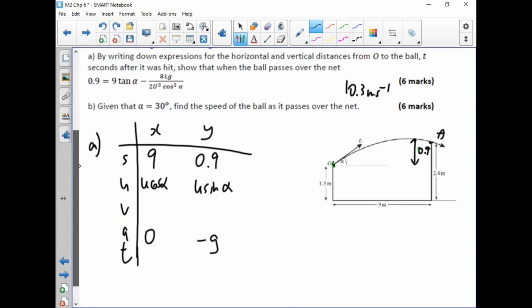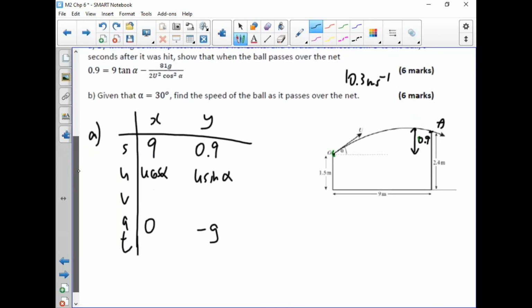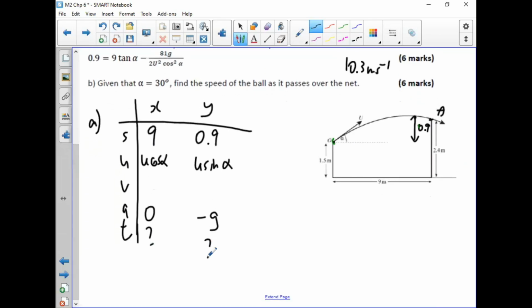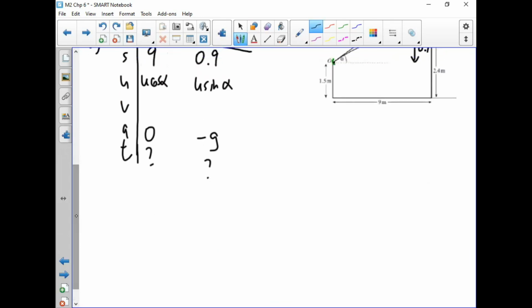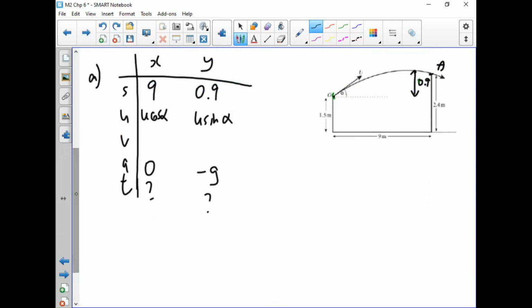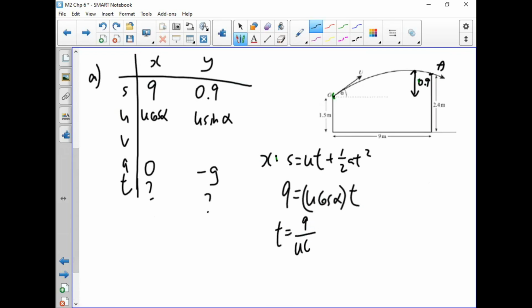So this question, they want you to connect the two together. So again, you want to use t as a bridge to help you bridge between the two columns of sweep-outs. So s equals ut plus a half at squared. S is 9, u is u cos alpha, t is unknown, and a is 0, so I'm going to leave it out. So I'm going to make t the subject. So t equals 9 over u cos alpha. I'm going to make this equation 1.